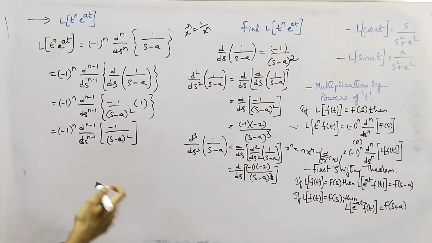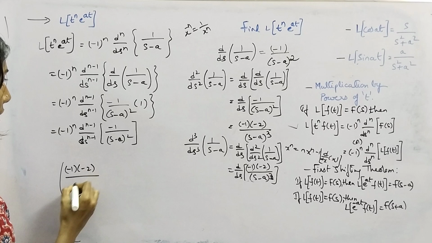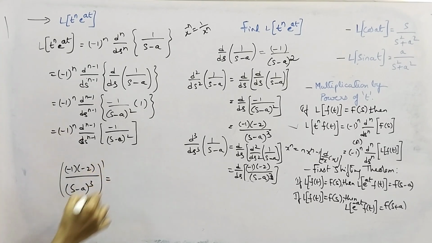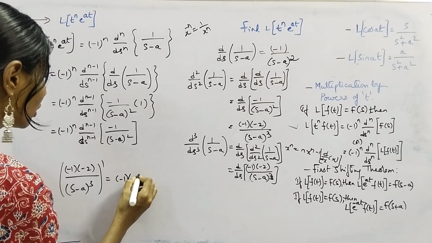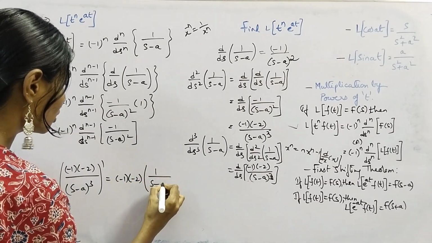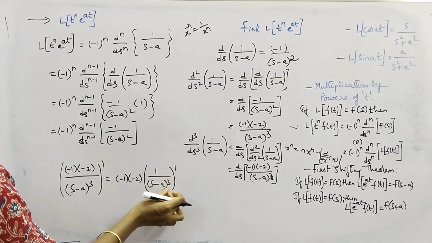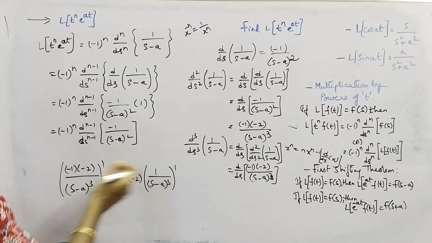Now I am going to find the derivative of minus 1 into minus 2 by (s minus a) whole cube. Okay, I'll write this as, here minus 1 and minus 2 are constants. I'll write this as minus 1 into minus 2 into the derivative of 1 by (s minus a) whole cube. I'll just find the derivative of 1 by (s minus a) whole cube, because minus 1 and minus 2 are constants. I'm taking it outside the derivative.